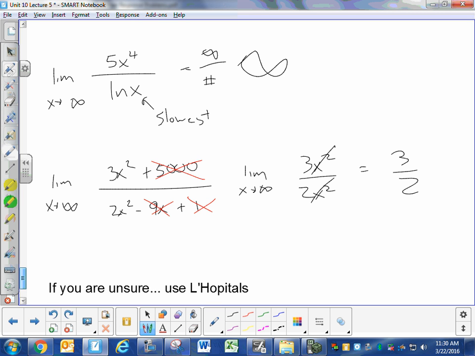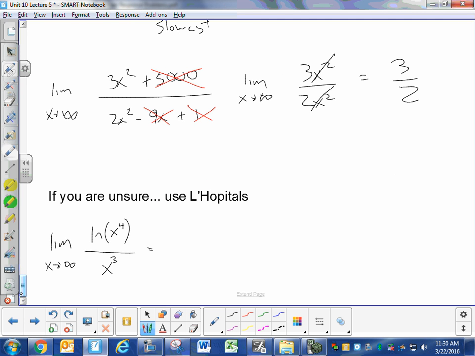Now, all of these we could have used L'Hopital's rule for, but I'll show you that you'd have to just continue to take the derivatives and you would be able to get the answer this way quicker. But something like this, if we are unsure about the growth of things, L'Hopital's rule will work.